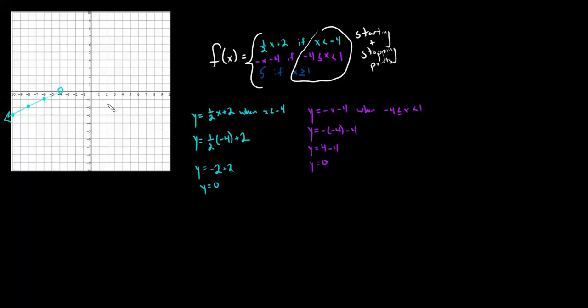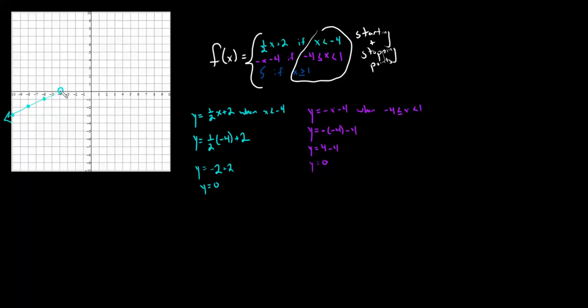So I need to go ahead and plot that. But I already have that as an open circle. I already have that point. That was a point from the previous rule. Well, in some cases, these piecewise functions actually connect sometimes. It doesn't happen very often, but it does happen from time to time.